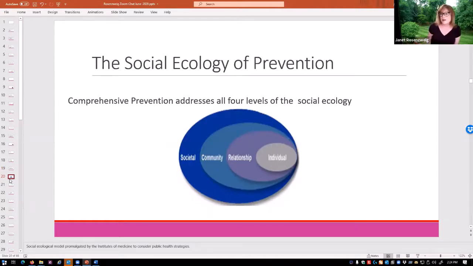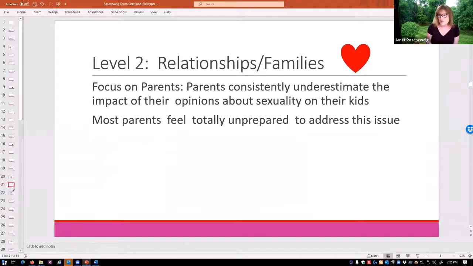When we're talking about comprehensive prevention, I like to talk about the Centers for Disease Control's comprehensive prevention. This addresses all 4 levels of the social ecology. They say we should be looking at the individual, the relationship, the community, and society. In this conversation today, being specific to the COVID-19 issues, we're going to talk about level 2 of the social ecology, which is family and relationships.